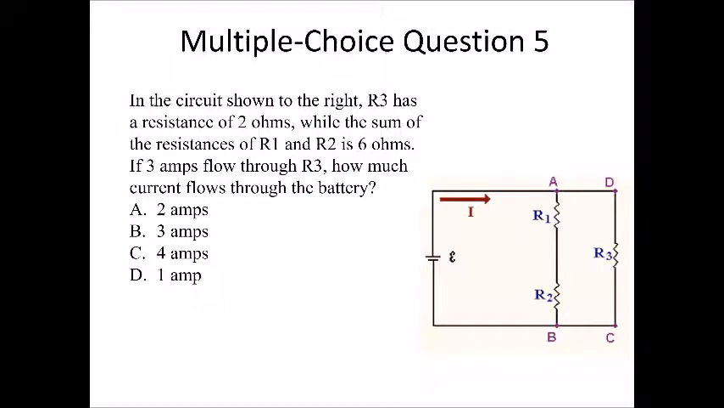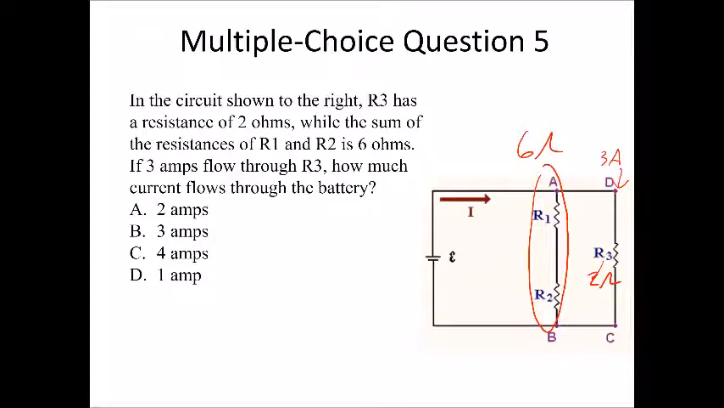All right, question 5 is the same circuit. This time we have different values though. R3 now has a resistance of 2 ohms. The sum of the resistances of R1 and R2 is 6 ohms. So this whole branch resistance is 6 ohms. If 3 amps flow through R3, how much current flows through the battery? So we're saying we get 3 amps of current going this way. So 3 amps of current go this way.